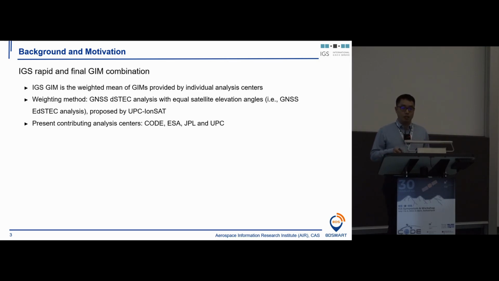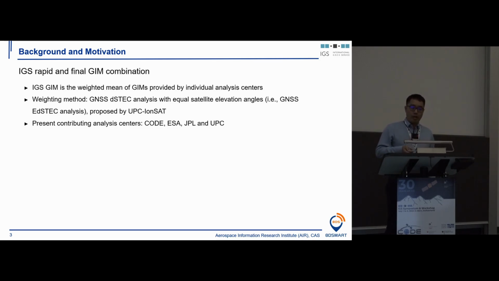The currently adopted vetting method is the so-called GNSS-dSTEC analysis with equal satellite elevation angles along one satellite arc, which was proposed by UPC. The current IGS combined GIM product only includes the rapid and final GIM products provided by CODE, ESA, JPL, as well as UPC.